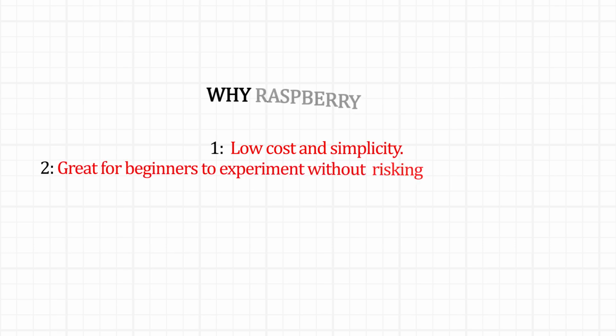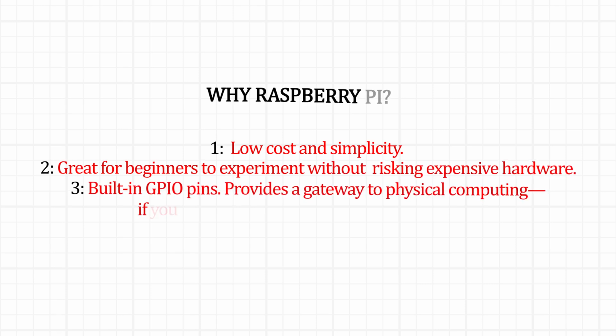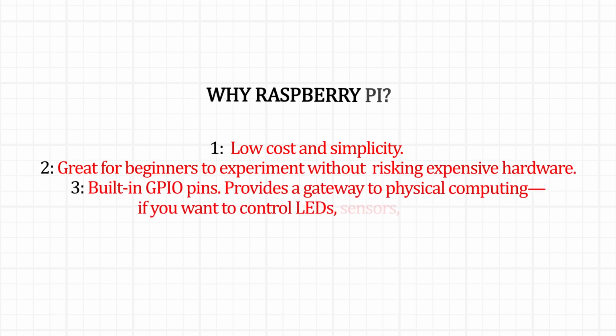So you might say, why even start on a Raspberry Pi? Firstly, it's low cost and simple. It's great for beginners to experiment without risking expensive hardware. And secondly, it comes with built-in GPIO pins. It provides a gateway to physical computing if you want to control LEDs, sensors, or motors.